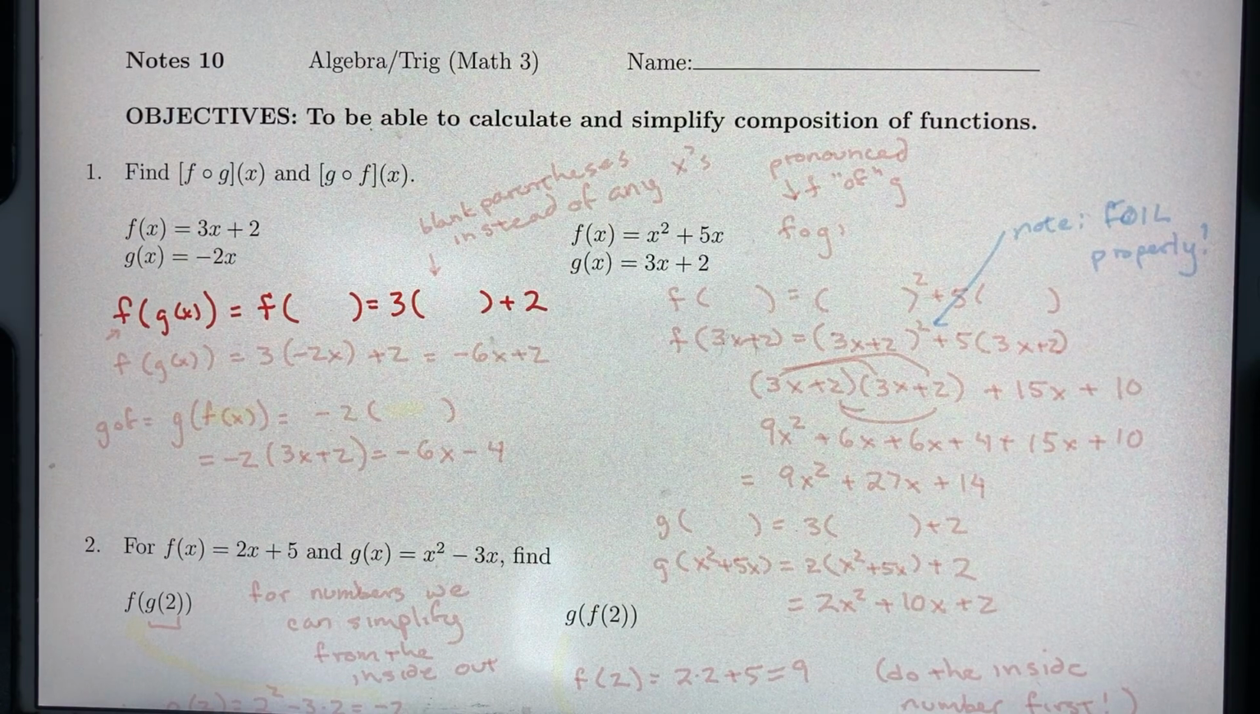Don't be afraid of blank parentheses. So what I like to do is call this a template. Whichever letter is on the left, we set up that template with blank spaces for all x's. So I'm going to write this down.